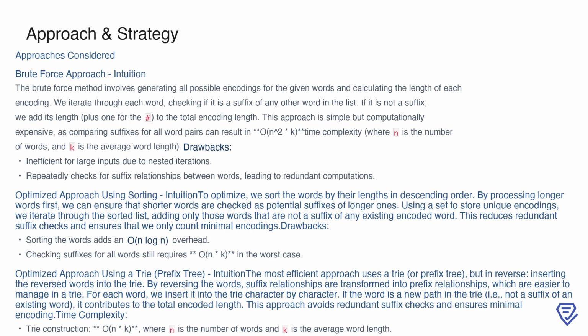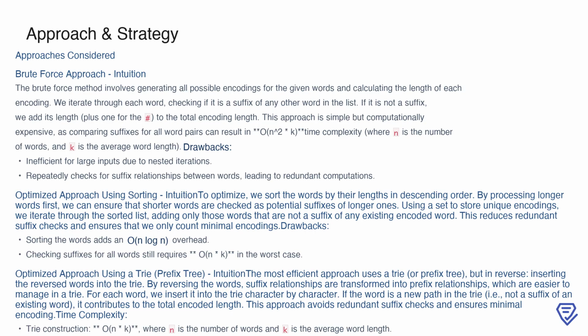To solve the problem of encoding words with minimal total length, we first consider a brute force approach. Here, the idea is to generate all possible encodings by checking each word to see if it is a suffix of any other word in the list. If a word isn't a suffix, we add its length plus 1 for the hash symbol to the total encoding length. While this method is intuitive, it's highly inefficient for large inputs due to the nested iterations required to compare all word pairs. The time complexity of this approach is O(n² * k), where n is the number of words and k is the average word length, making it impractical for larger datasets.